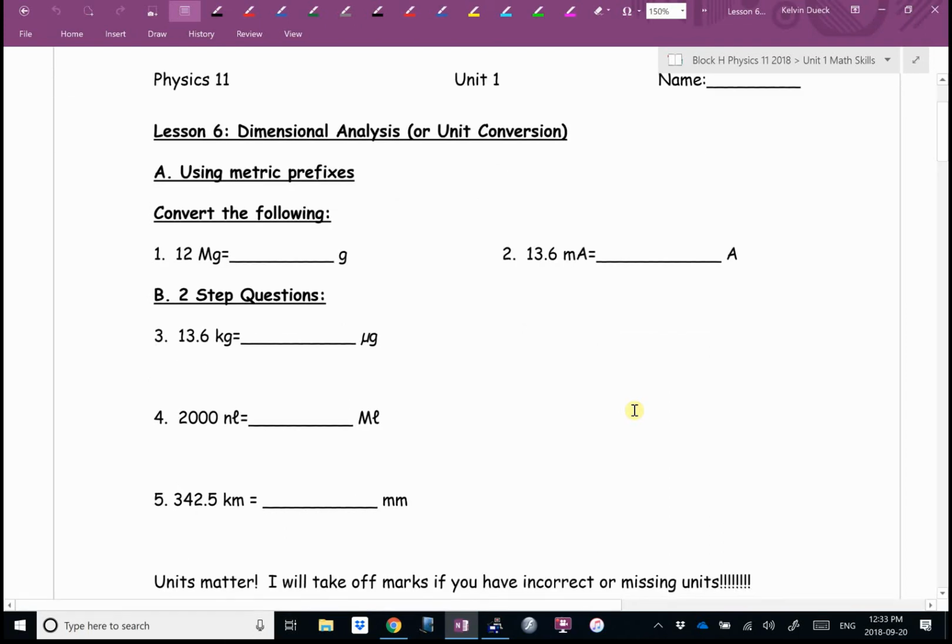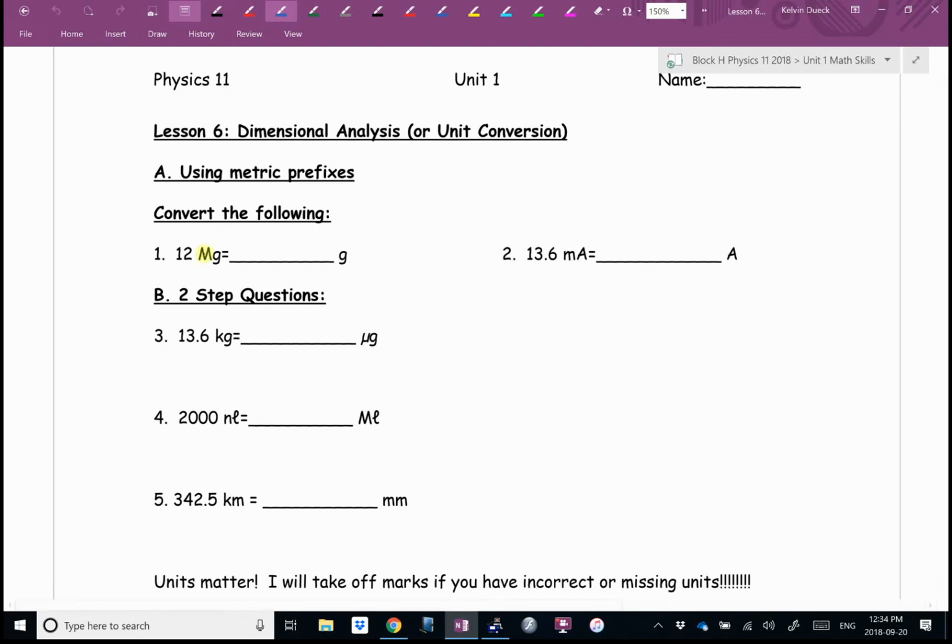We're going to start off very simply using metric prefixes. If you're converting metric prefixes, say going from 12 megagrams to grams, or going from 13.6 milliamps to amps, I call these one-step questions. Two-step questions are where you're going from one metric prefix to another metric prefix. Because what you're actually going to do is go from one metric prefix to nothing, and then from nothing to another metric prefix. And I'll show you how that's going to work in a second.